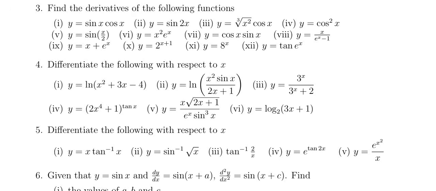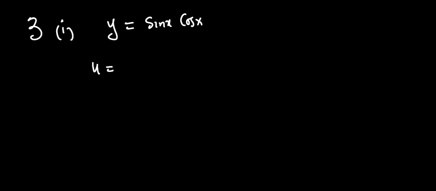Look at question number 3. Question 3 says, find the derivatives of the following functions. So look at the first one. I'll just be solving each one of them. The first one, question 3.1, we have y is equal to sine x multiplying cos x, meaning we're going to use product rule because sine and cos are multiplying each other here. So u is equal to sine x and your v is equal to cos x.